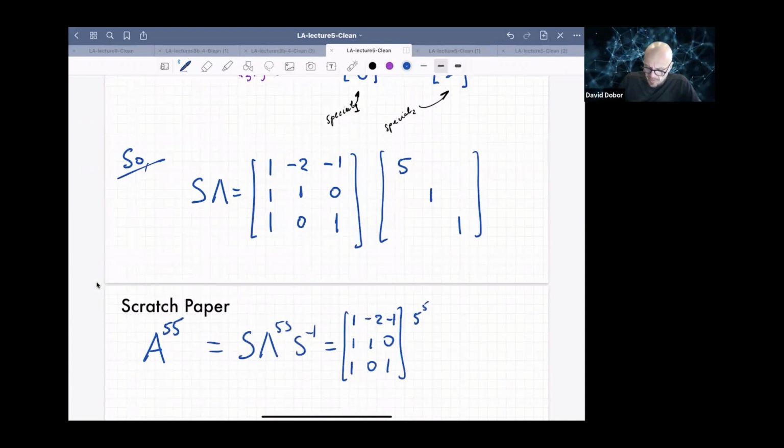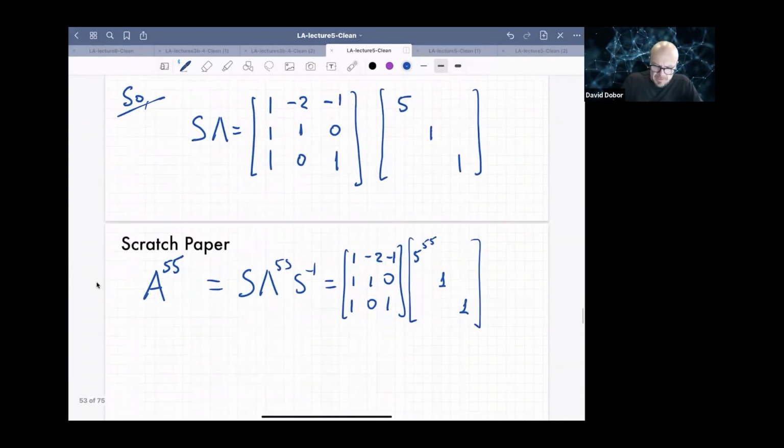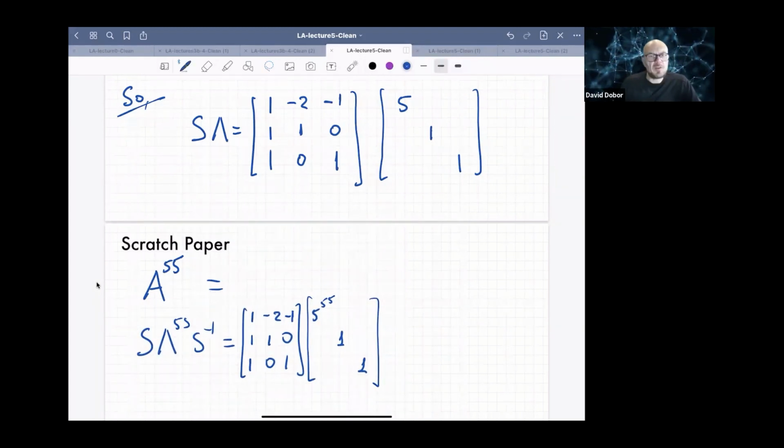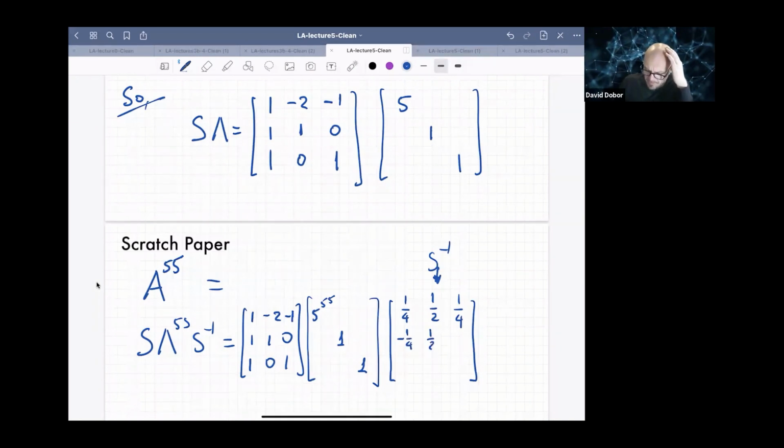This guy is going to be 5 to the 55th power, 1, 1. And here I need S inverse. And yes, it is true, you have to compute this S inverse. So let me tell you what the answer will be if you plug it into MATLAB or compute it using Gauss-Jordan elimination. Anyway you compute it, you're going to get this guy. S inverse goes right here: -1/4, 1/2, -1/4, and here -1/2, and this is 3/4. That's just the way that this inverse works out.